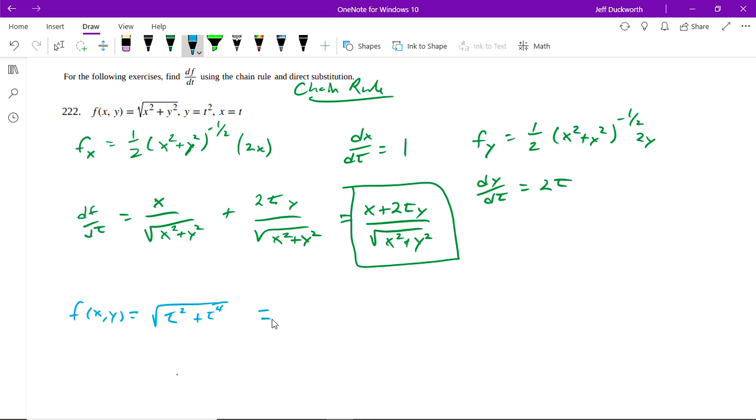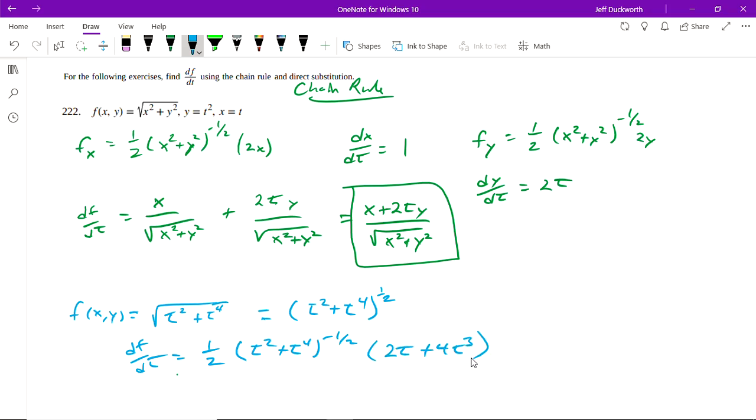And again, this essentially is the same thing as (t squared plus t to the 4th) to the 1/2 power, which means the derivative of this is going to be 1/2 times (t squared plus t to the 4th) to the negative 1/2 times what the derivative is inside, which is 2t plus 4t cubed.